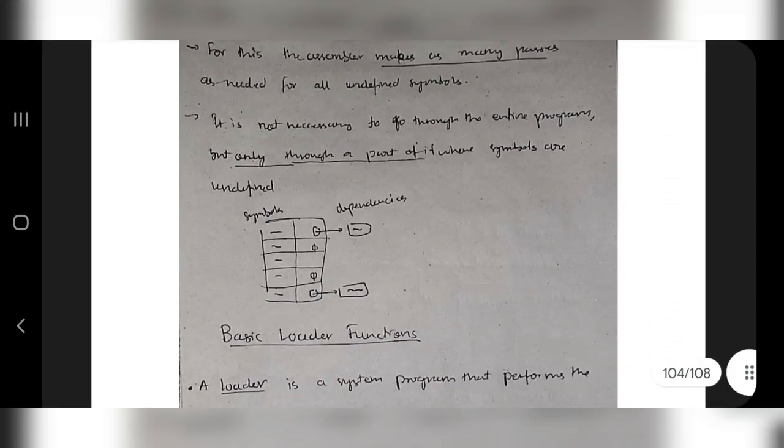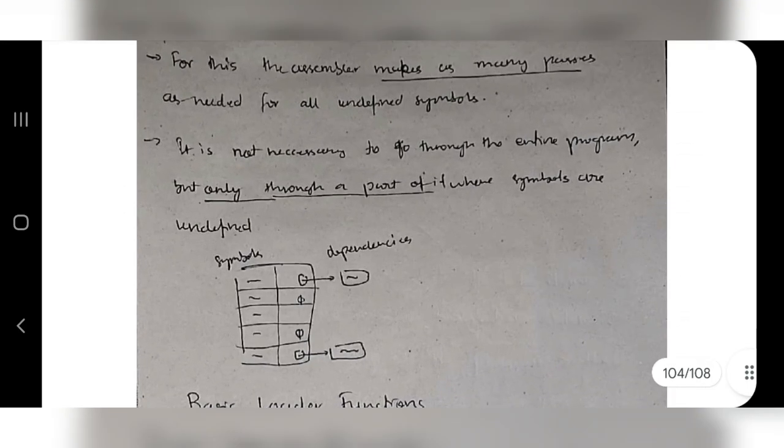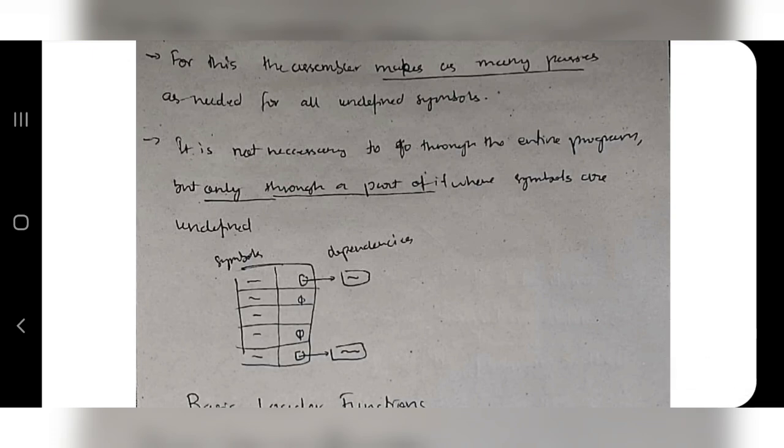Okay, so these are the dependencies which are present, and each time we'll be passing through it and substituting the values of the unknown values here. So how many passes are needed depends on how many undefined symbols there are.